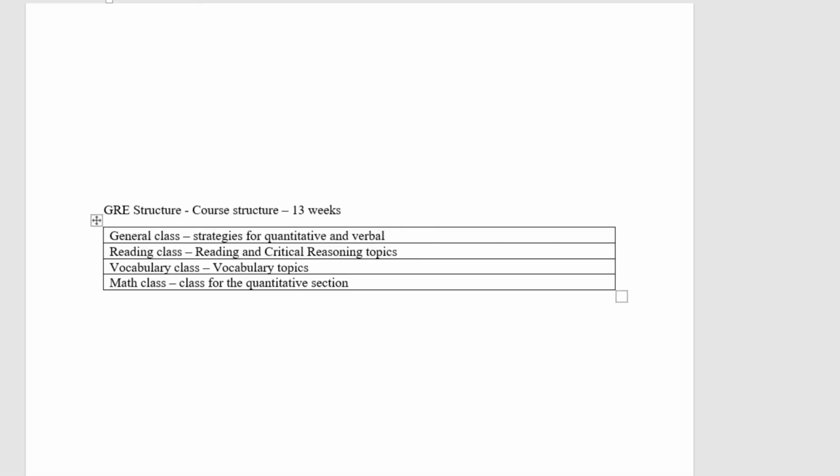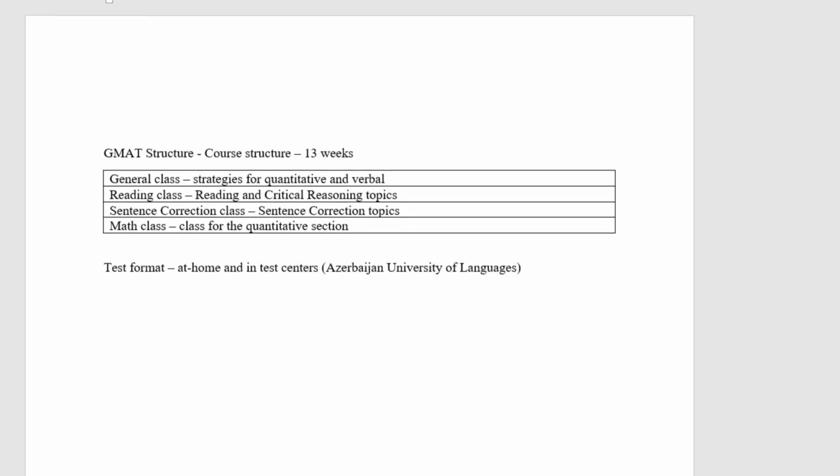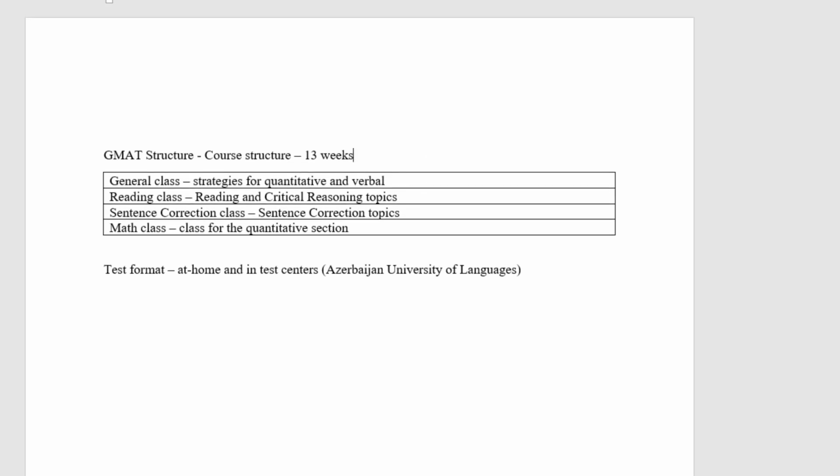For our structure, let me show it to you. Our structure consists of generally 13 weeks of preparation. For intensive, it is 6 to 7 weeks. But if, of course, you can dedicate much more time for your preparation and studies, you can take an intensive course. But normally, taking a normal course is better.